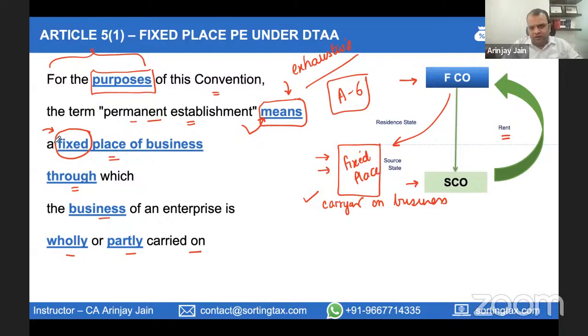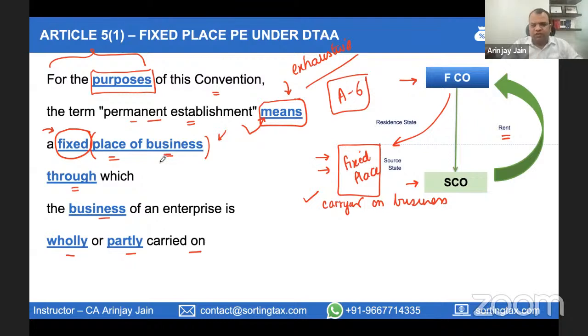Now, "at the disposal of a non-resident" is a term which is widely interpreted in various case laws. There's a commentary on it. But in simple terms, disposal means that the foreign company has a right to use this place the way they want to do it. Now, the second part is it should be a place of business. So the foreign company should be carrying on business through such a place.